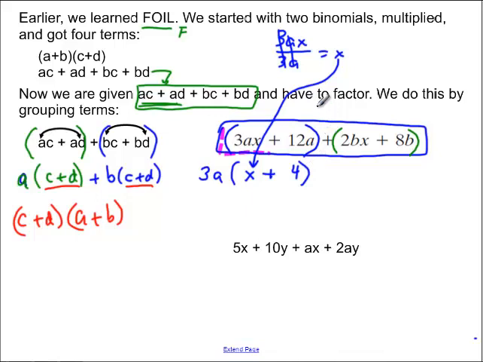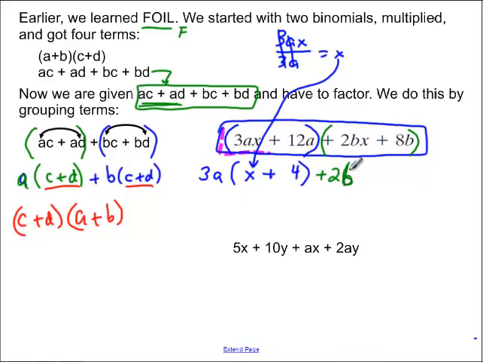Let's see. You know what? I think probably what's going to make it easier as well is to put that plus inside of the grouping. That'll make it a lot easier. All right. So now, what is common between 2bx and 8b? Well, it would be 2 times, and plus 2b.